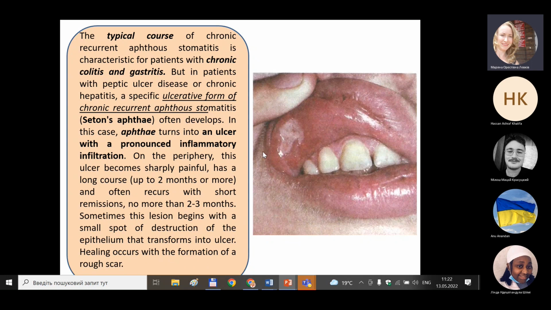In this case, the aphtha turns into an ulcer with a pronounced inflammatory infiltration. On the periphery, this ulcer becomes sharply painful, has a long course up to 2 months or more, and often recurs with short remissions, no more than 2-3 months. Sometimes this lesion begins with a small spot of destruction of the epithelium that transforms into an ulcer. Healing occurs with the formation of a rough scar. So Sutton's aphtha is an aggressive manifestation of chronic recurrent aphthostomatitis.